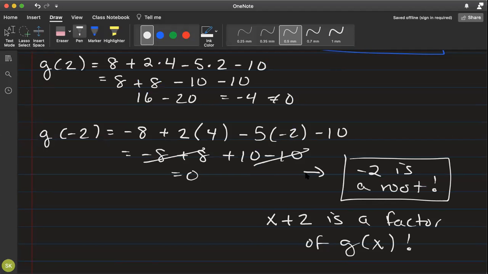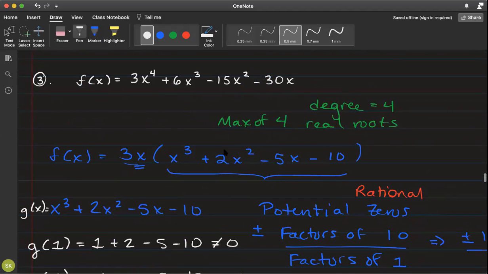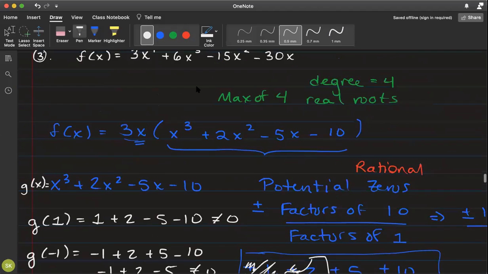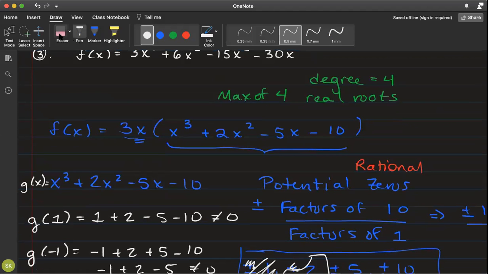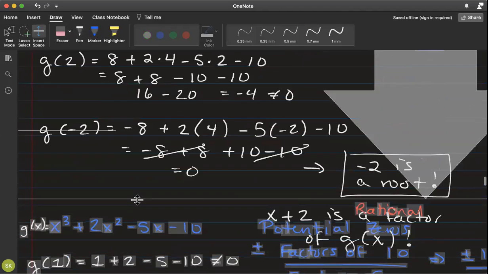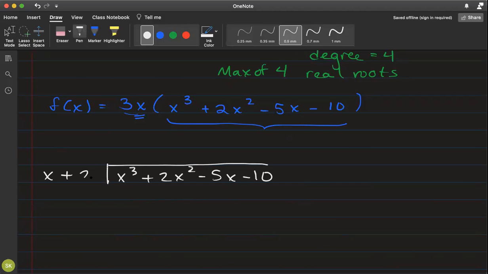So what are we going to do with this? Remember the goal. The goal is to completely factor this function. So we need to break this piece down. So we're going to take this piece and we're going to divide it by x plus 2. So let me make some space. I guess we're going to make it right here. Okay. So let's take this, x cubed plus 2x squared minus 5x minus 10, and let's divide it by x plus 2. So what will we get? We get x squared.